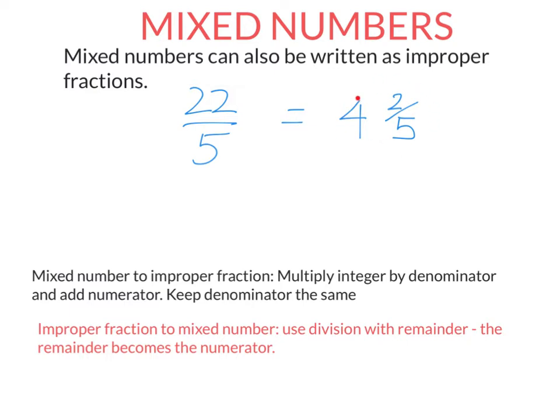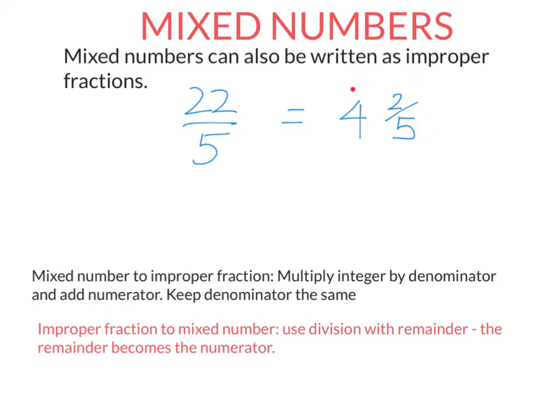So this here is a mixed number because it has a whole number or integer part and a fraction. So it's part integer, part fraction. This is an improper fraction. Improper fractions have a higher numerator than denominator. The number on the top is bigger than the number on the bottom. But these two numbers are both the same. They're both equal to 4.4 and have the same value.